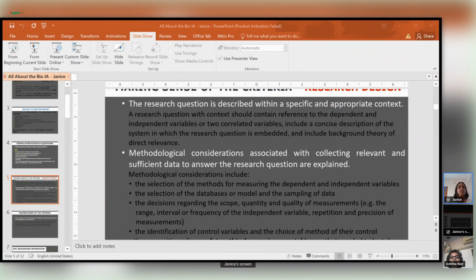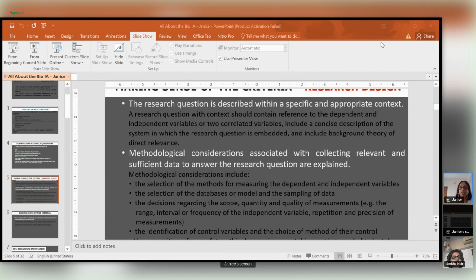Yes, thank you. So now this is the research design. This is the first criterion, A criterion. There are four criteria. The B criterion is data analysis. The C criterion is conclusion, and the fourth criterion is evaluation, which you will see in due course of time.